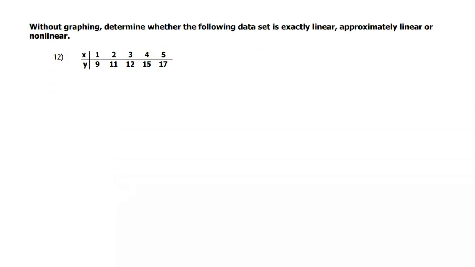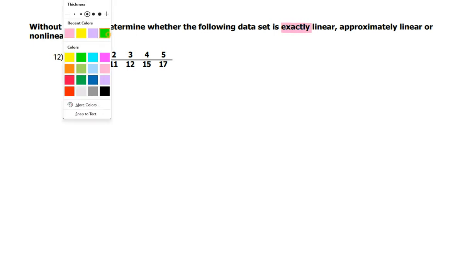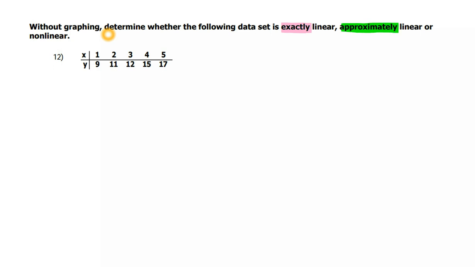And then on 12, it says without graphing, determine whether the following data set is exactly linear. And keep in mind, they all have the word linear in them. This one says exactly, this one says approximately, and this one says non. And then they all say after that the word linear. Linear, linear, linear. So just don't give an answer. It's just, oh, it's linear. What kind is it?